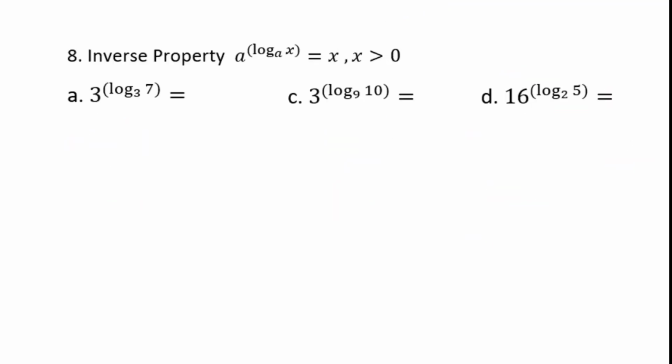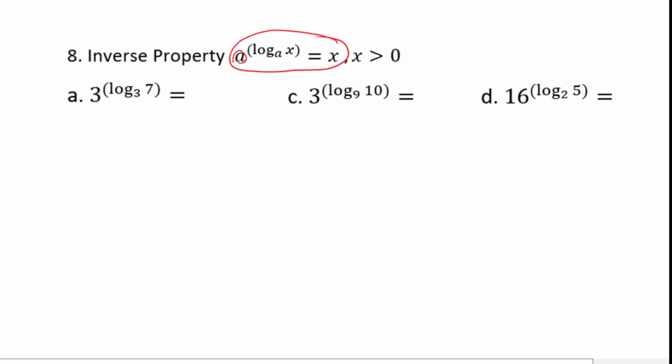For number 8, we will use the inverse property of log: A to the power of log base A of x equals x, for x greater than 0, to evaluate the following expressions. Let's analyze this formula. When the base and the base of the logarithm are equal, we will get x. Therefore, for A, the answer equals 7.